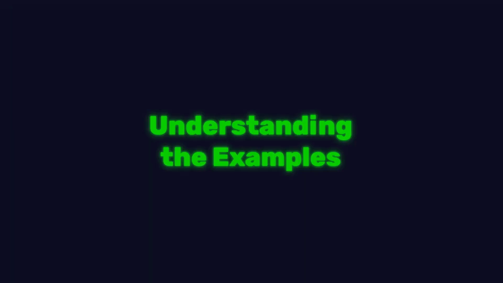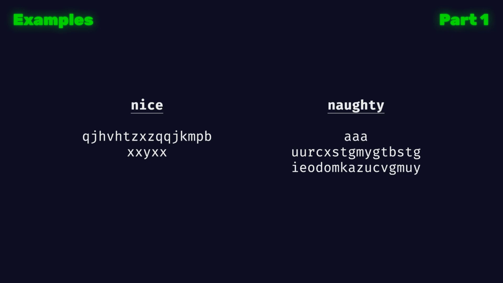Let's take a quick look at some examples again. The first example in the nice list is nice because it has the pair, Q and J, twice. And it has 2 letters Z with an X in between. The second example is more trivial and has the X pairs as well as X, Y, X. In the naughty list, you'll find that AAA does not satisfy the double pair requirement. The second example here has no repeating letter with a letter in between. And the last example has no pair that appears twice.